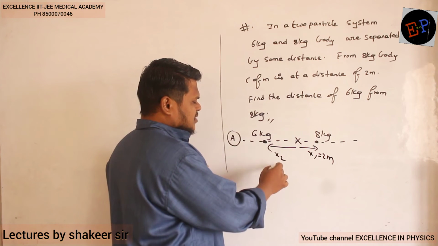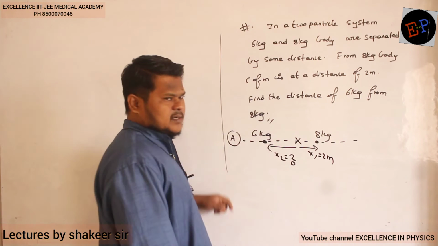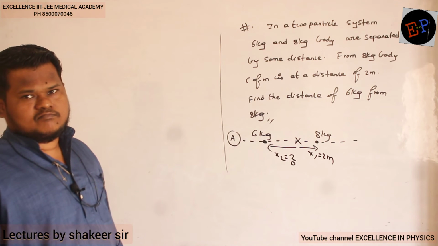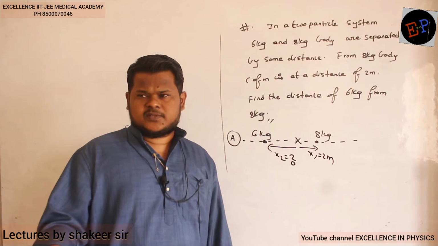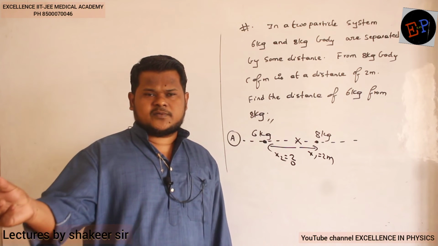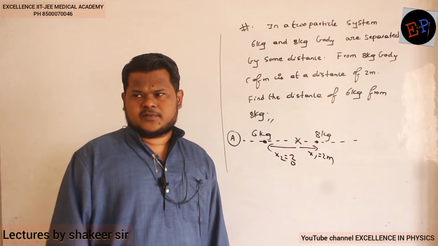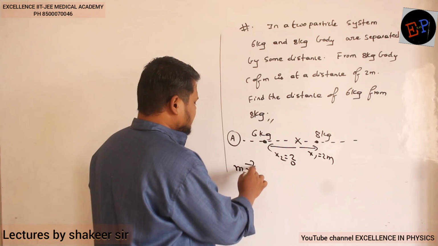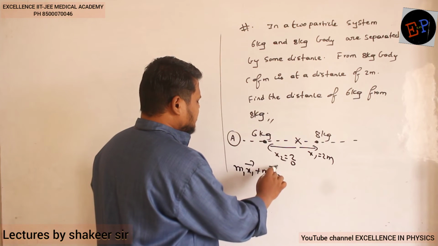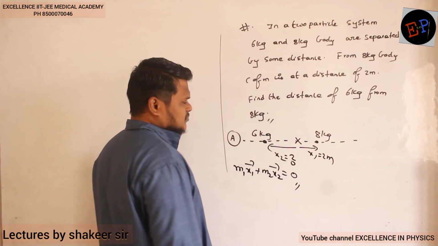Then can't I find out x2? How can I calculate? m1 x1 is equal to m2 x2. Sum of mass moments should be 0, or mass moment of first body is equal to mass moment of second body in scalar form. If you want to write in vector form, I can write m1 x1 dash plus m2 x2 dash is equal to 0. That's all.